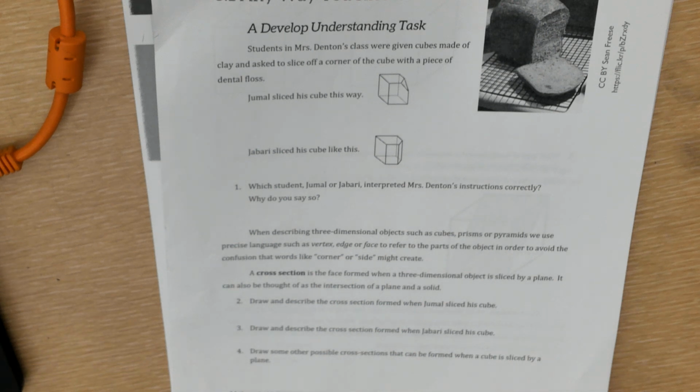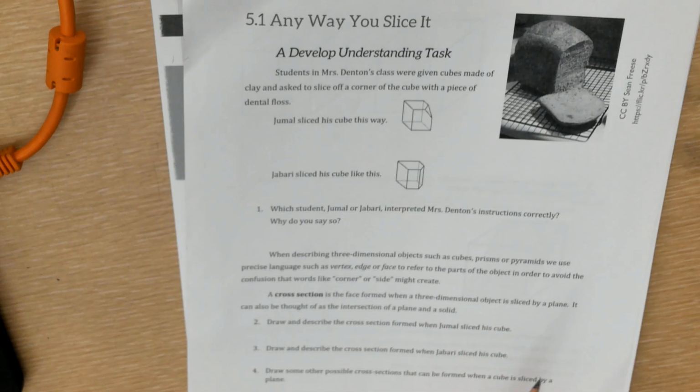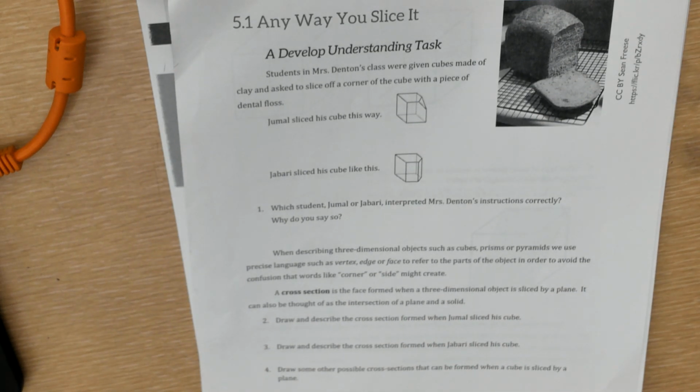Hello, Math 3 students. Today we're starting our geometry unit, 5.1, Any Way You Slice It. And we are looking at cross sections of three-dimensional shapes. I'll go into cross section a little later, but please use my lesson notes. There's a lot of good vocabulary words on there that'll hopefully refresh your memory on geometry.